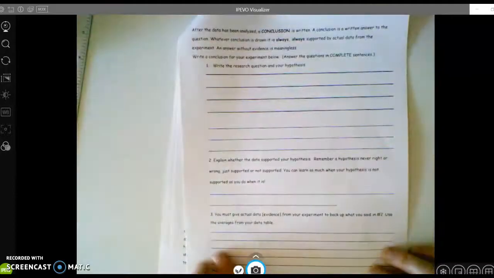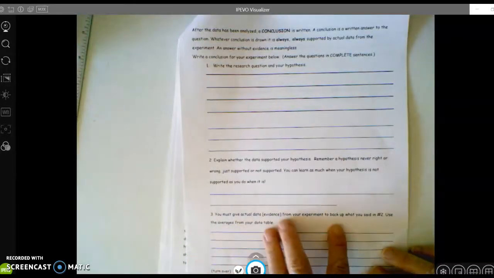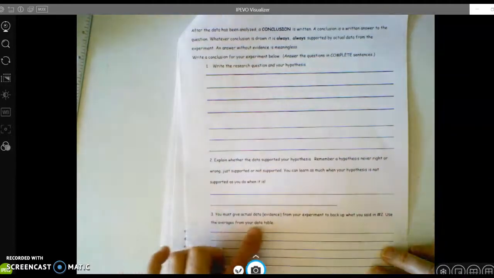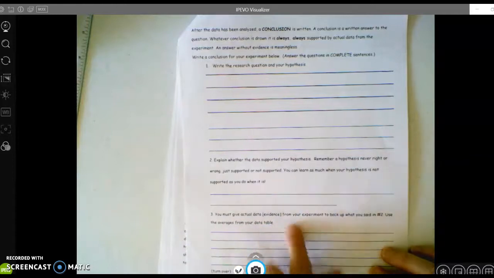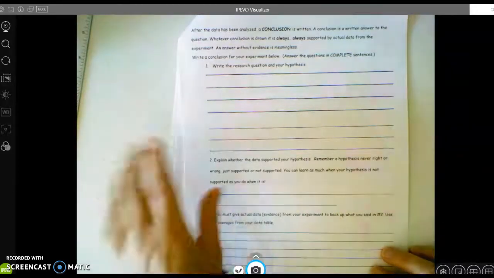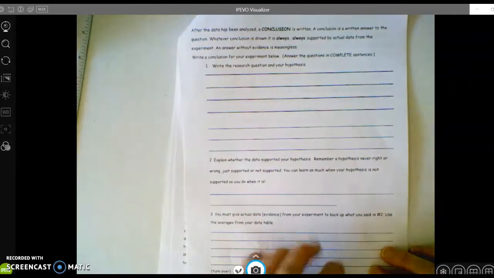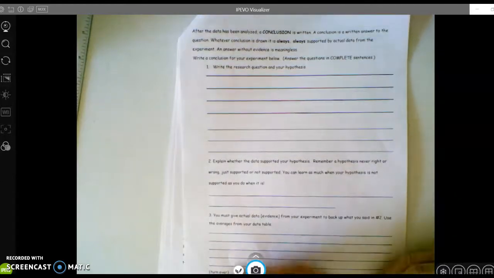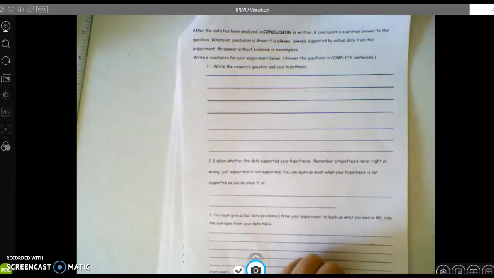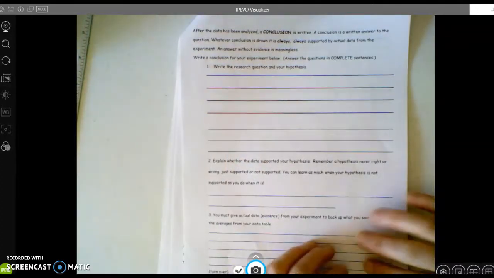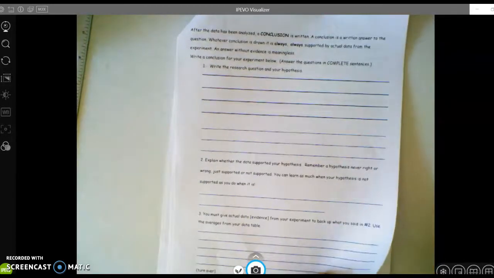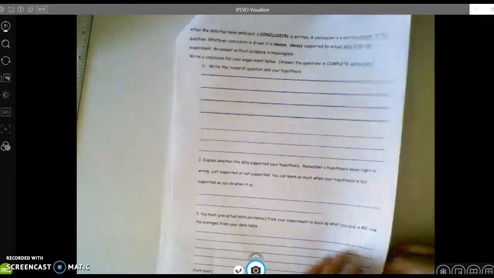The next section is you must give actual data evidence from your experiment to back up what you said in number 2, if it was supported or not. Use the averages from your data table. We will use the class data, the data table that you based your graph on. So please use those averages, those numbers, whatever they were for our class. Please talk about what happens. You know, it was supported because the number of drops went from 5 to 37, right? Or 5 or whatever it happens to be with the soap. So please use numbers. I want to see numbers, all 3 averages in here when you talk about your data.